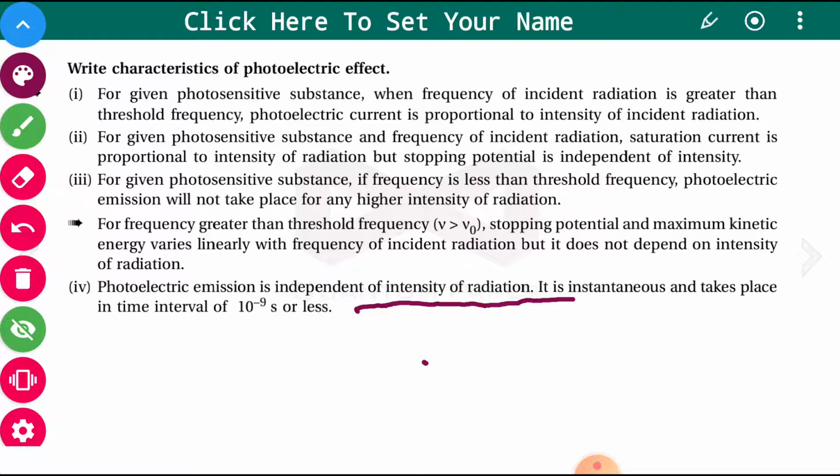Photoelectric emission is independent of the intensity of radiation. It is instantaneous. Photoelectrons are emitted instantaneously. It takes a very small interval of time, that is 10 to the power minus 9 second or less, to come out if the frequency is proper, or we can say it is equal to or more than the threshold or cutoff frequency.